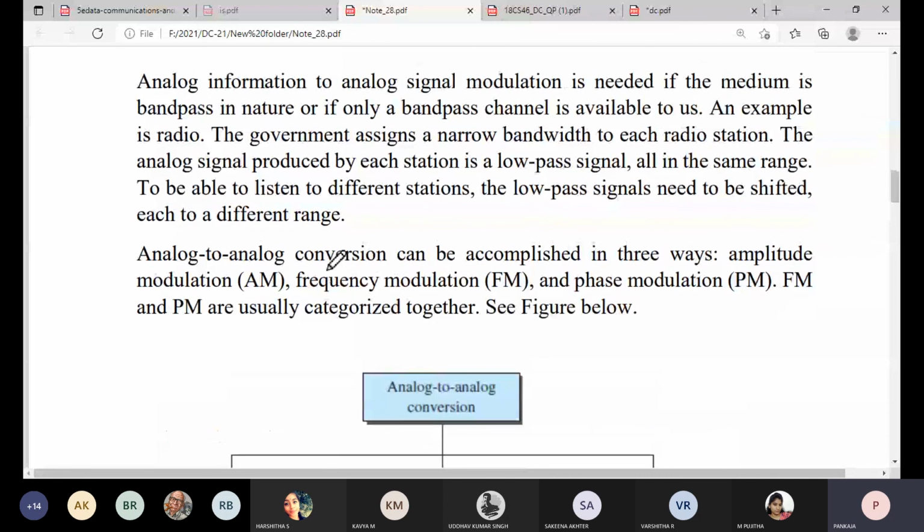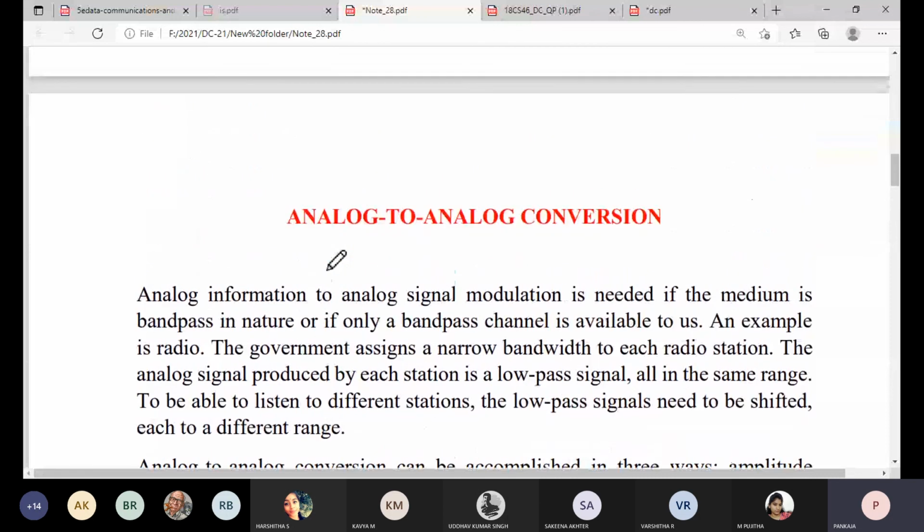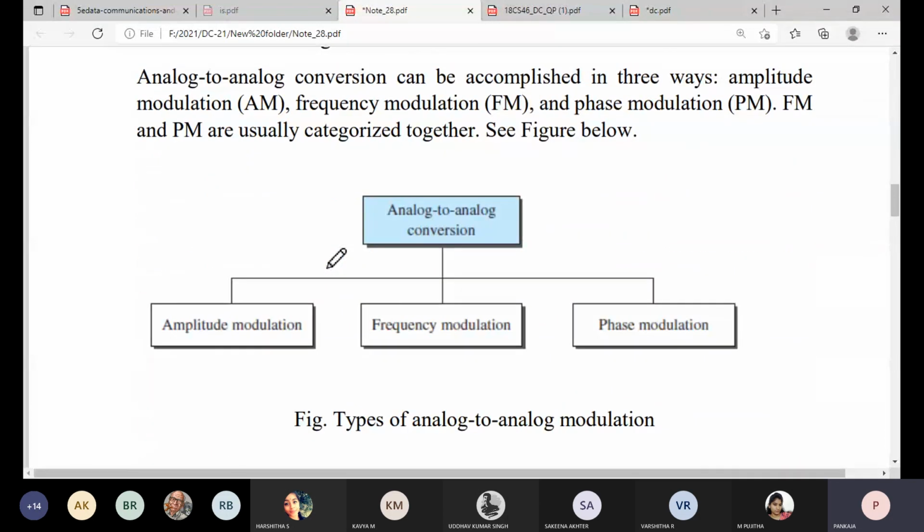There is one more topic, which is actually not covered here: AM, FM, PM. This is another set of methods where analog data is converted into analog signal. Why is it required?